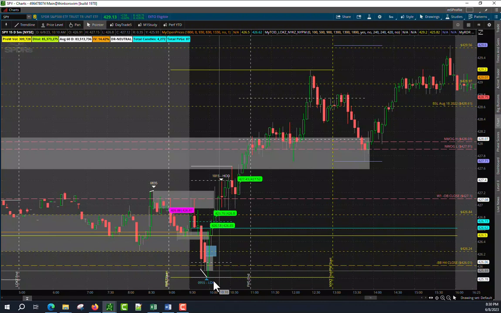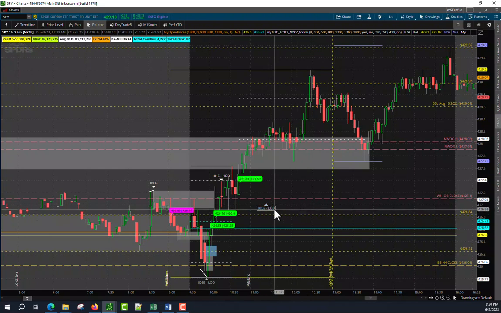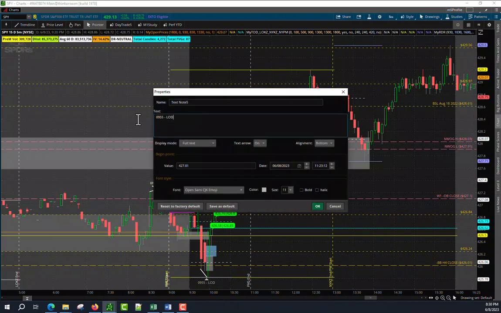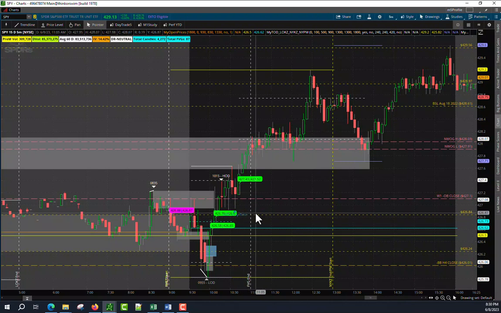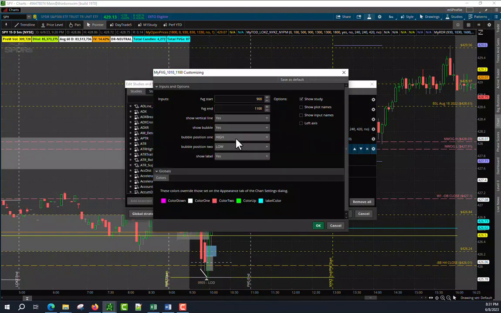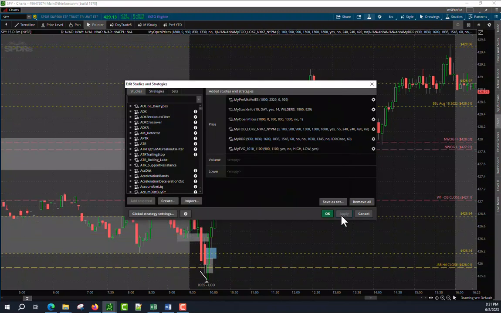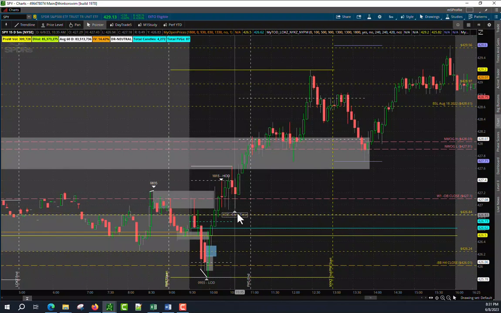Entry time. Okay, let's turn off the fair value gap indicator so we can see clearly. So maybe we enter right here. Okay.